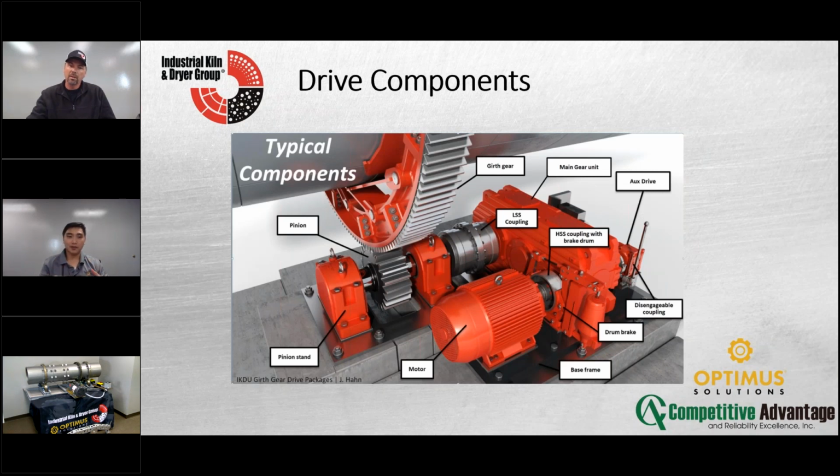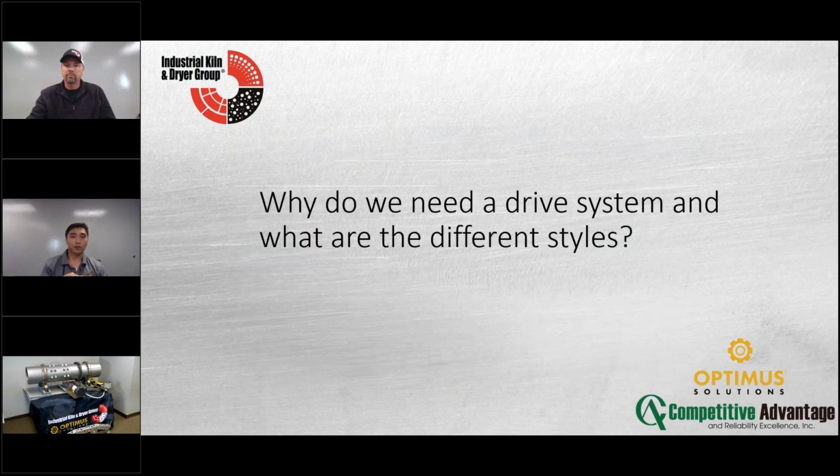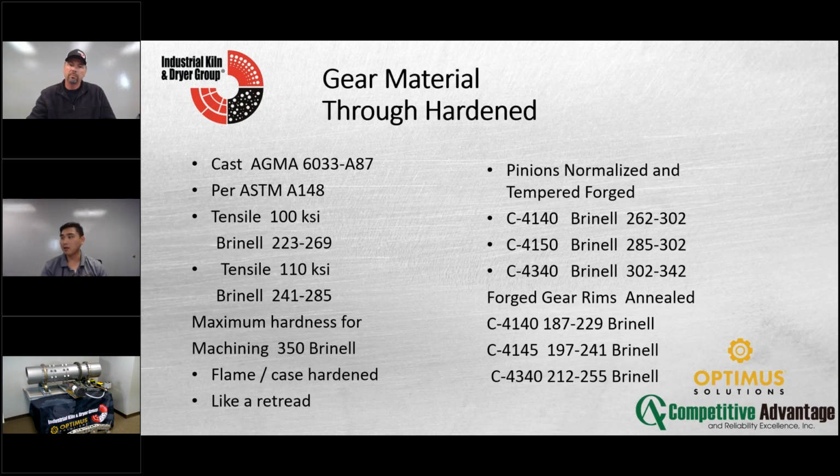You got kilns, you got dryers, you got ball mills, you got a lot of rotating equipment. In order to rotate it, you start with the drive system. I know some of you guys have chain systems, some of you guys have trunnion driven. So I like to start with drives because I would say this is a little bit more involved a lot of times. So why drive systems? What are the different types?